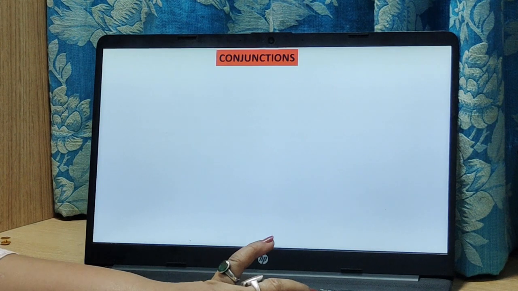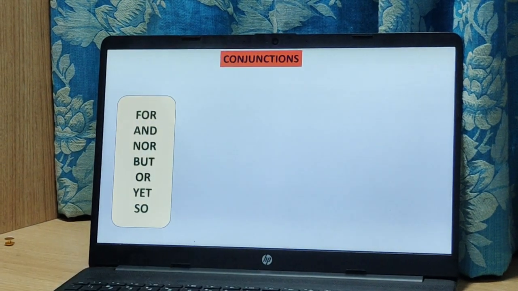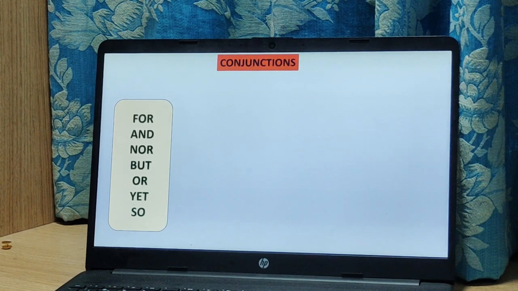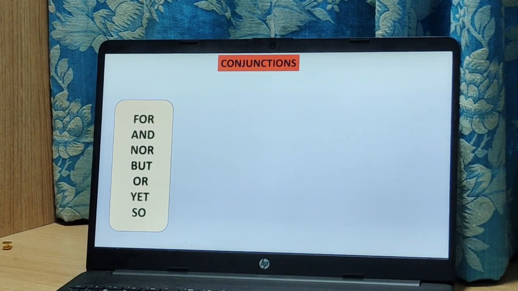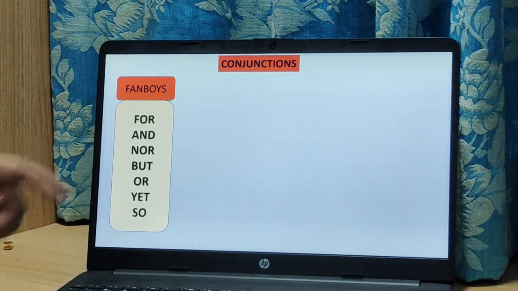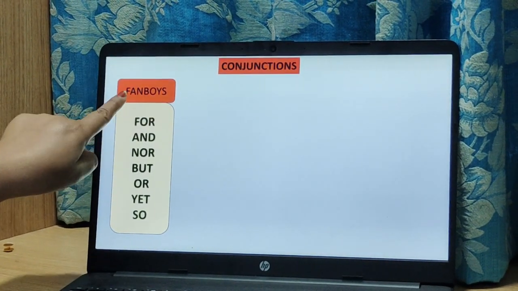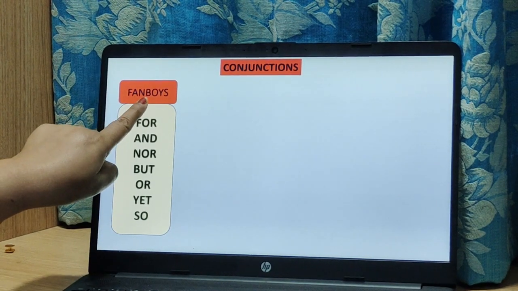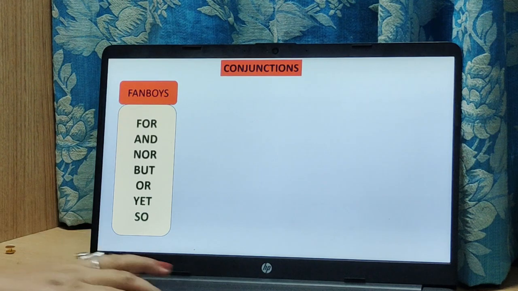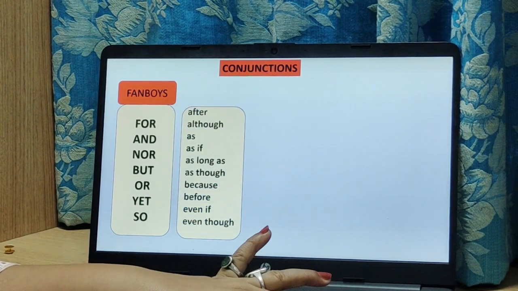Now let us go on to the next part, the conjunctions. The first conjunctions I would like to talk about: for, and, nor, but, or, yet, and so. Now how do you normally remember them? The very easy way of remembering: use the word FANBOYS. For, and, nor, but, or, yet, and so. So these are your first conjunctions there.